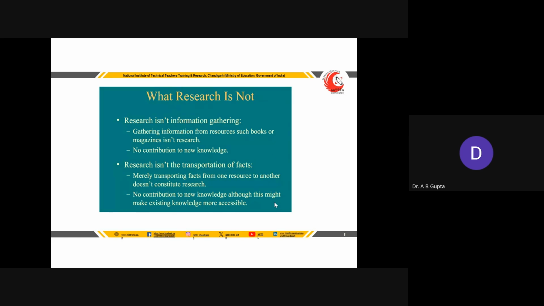Simply transporting facts from one resource to another is not research, because again it is not contributing to new knowledge. You are just re-presenting existing knowledge so that it is more accessible to people. But my friends, that is not research. So I hope the concept of research is clear to you: simply gathering information, or simply transporting facts from one source to another, is not research.